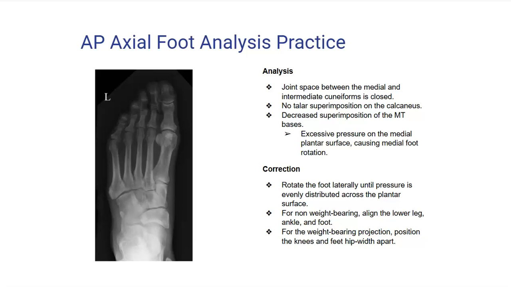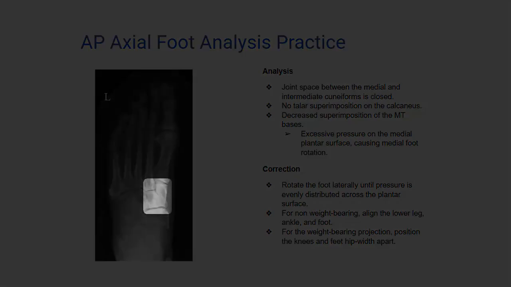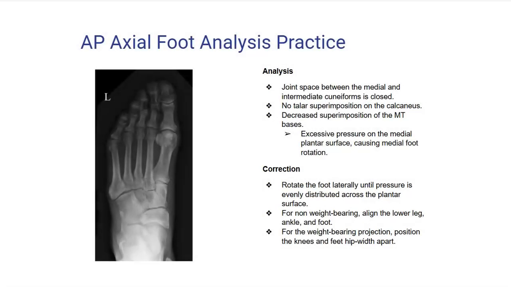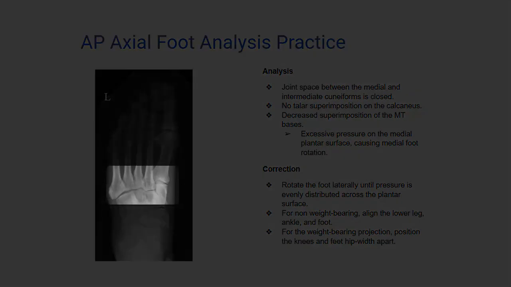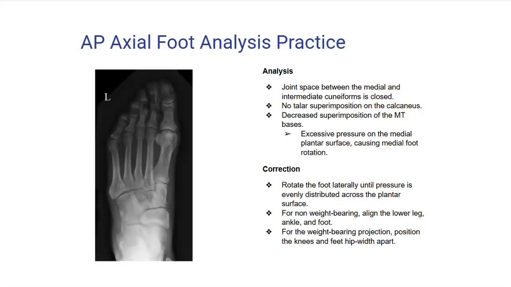So let's review this next practice analysis together. In this AP axial foot projection, there are a few positioning errors. If you look closely at the medial and intermediate cuneiform, the joint spaces are closed. There's no talar superimposition of the calcaneus, which should indicate to you some rotation error. And there's decreased superimposition of the metatarsal bases. This indicates that there's excessive pressure on that medial plantar surface, which has caused some medial rotation.